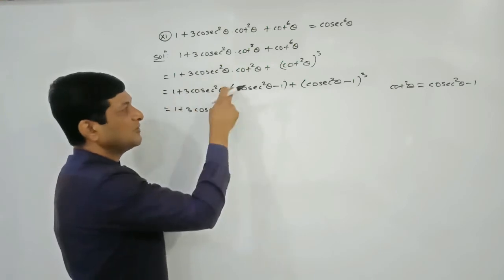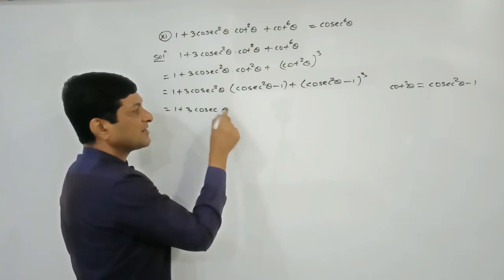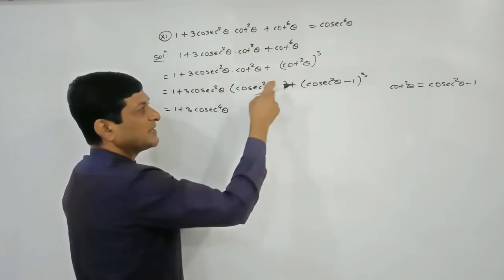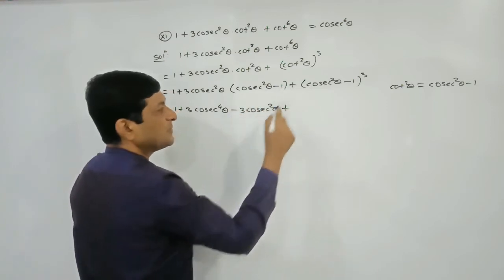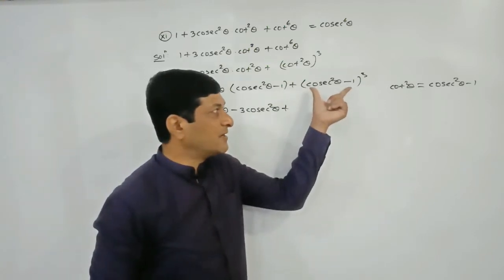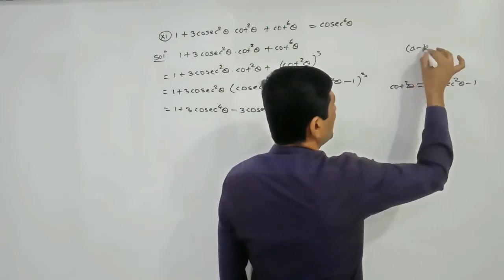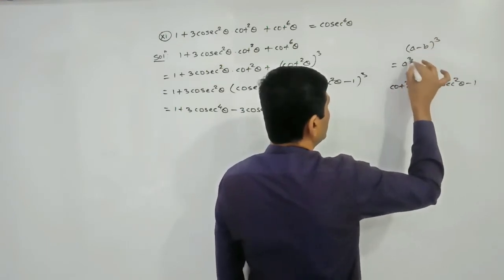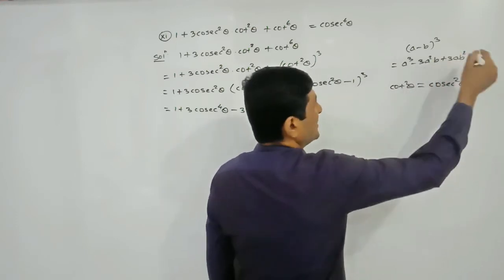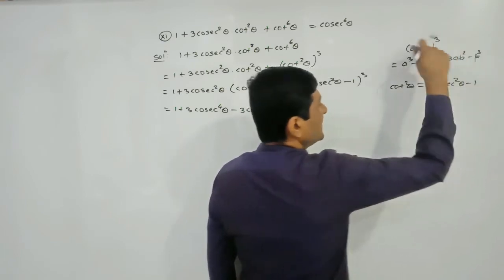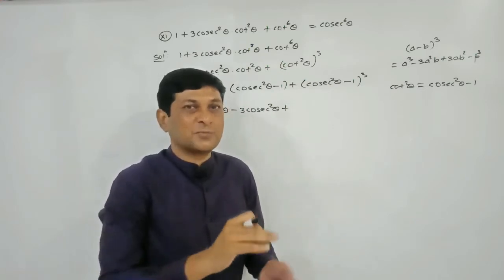So 3 into 1 will be 3 and cosec square into cosec square will be cosec theta raised to power 4, and 3 cosec square theta into minus 1 is minus 3 cosec square theta, plus keep it as it is. Now expansion of this bracket can be found by applying the identity. Which identity? That a minus b whole bracket cube will be equal to a cube minus 3a square b plus 3ab square minus b cube. So applying this identity we are able to find the expansion of this bracket. Which identity? Is a minus b whole bracket cube.